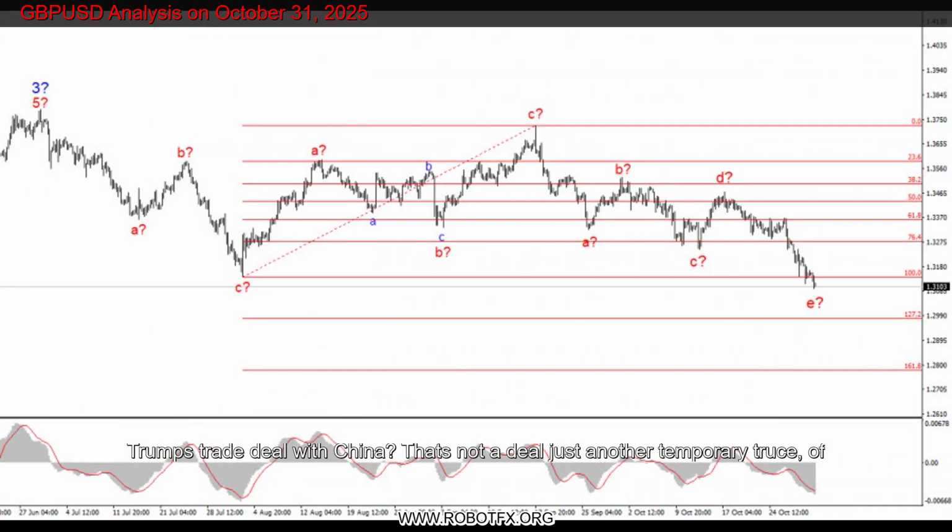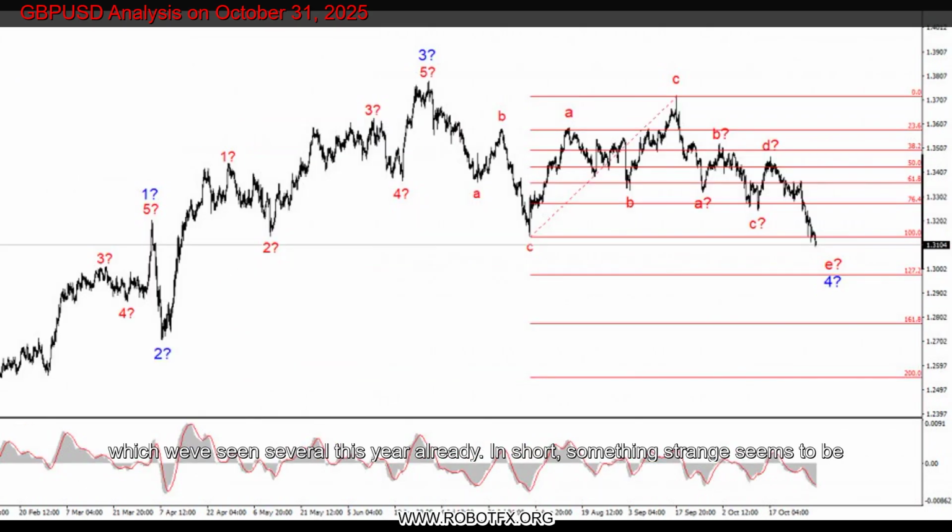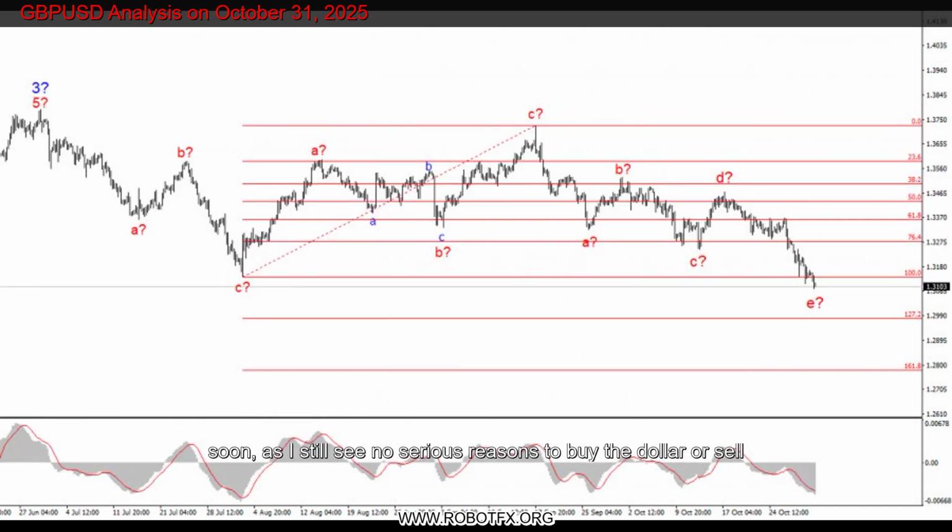However, I cannot identify any impulsive trend sections in recent months. Therefore, the current decline of the pair is purely corrective. If this assumption is correct, the upward trend should resume once the correction is complete. General conclusions: the wave picture for GBPUSD has evolved.